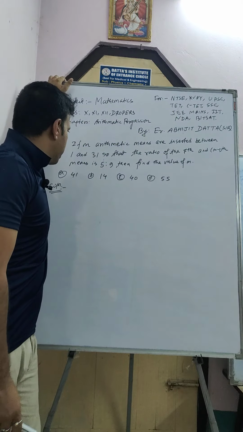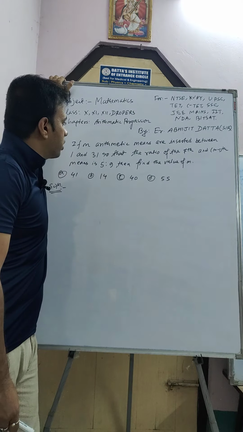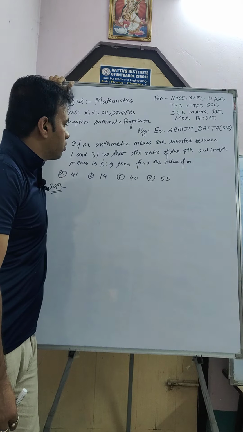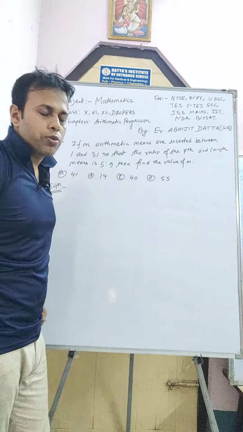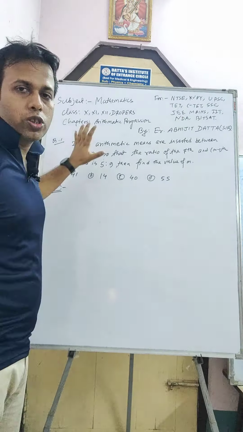Okay. So the question is like that: if m arithmetic means are inserted between 1 and 31, so that the ratio of the 7th and m minus 1th means is 5:9, then find the value of m. 4 options are given. Which option is correct? We have to find out.